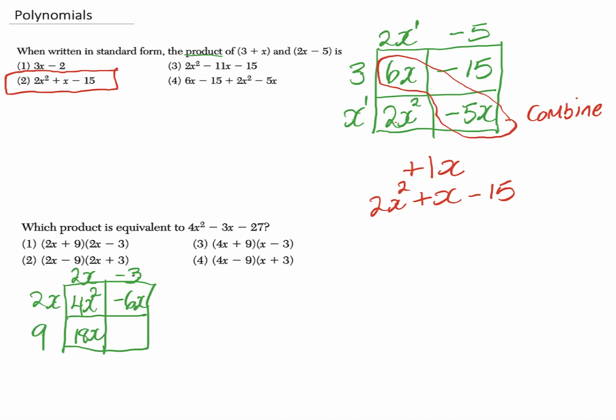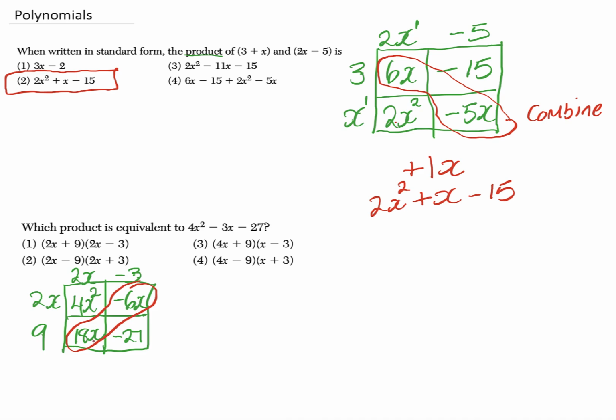9 times negative 3 will give me negative 27. We're going to find our like terms, which will be the diagonal. So again, if you go this way, notice these are not alike. You have a 4x squared and you have negative 27. However, here are your like terms, the 18x with the negative 6x.